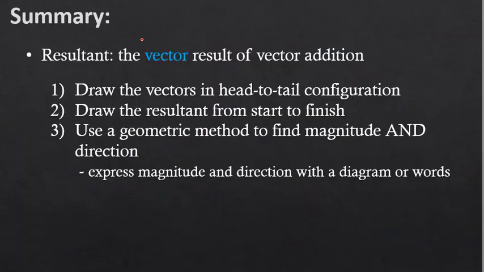So in summary, we talked about vector addition, adding vectors together to get this resultant. The big thing you have to remember is that the resultant is a vector. It's the vector result of this vector addition, so make sure you are stating both magnitude and direction to have a complete definition of the result.